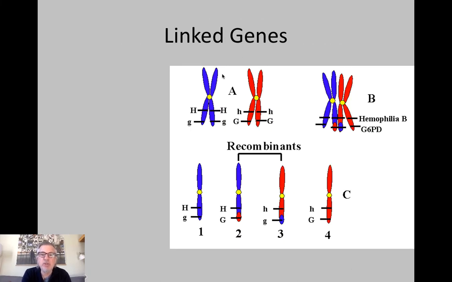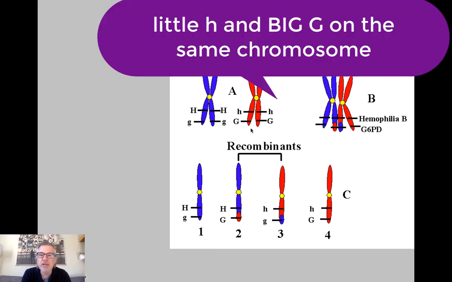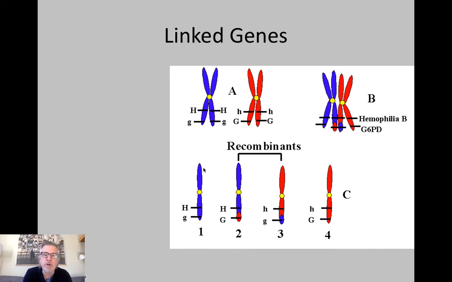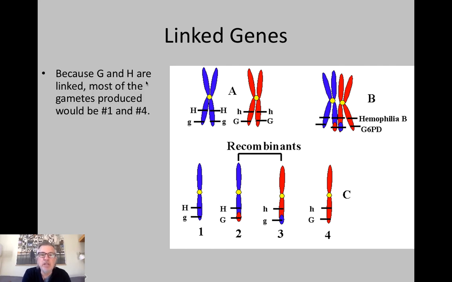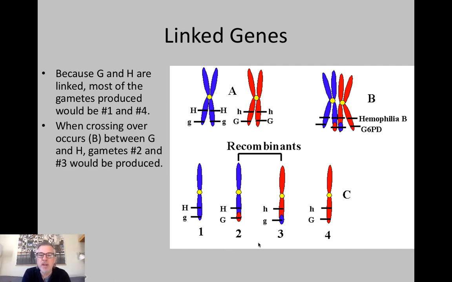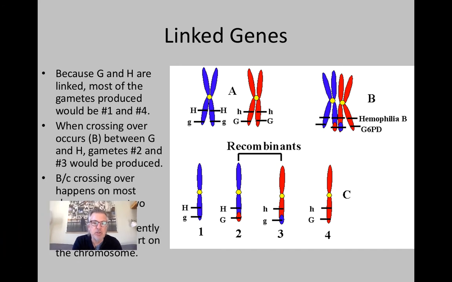Here we can see we have a chromosome where there's big H and little g on the same chromosome. And here we have one with little h and big G on the same chromosome. When we put them through meiosis, if there's no crossing over, gametes number 1 and 4 will be created most of the time. Because the genes G and H are linked, most of the gametes would be big H, little g, and little h, big G. Crossing over would produce these recombinant gametes, numbers 2 and 3, and they're referred to as recombinants because of the recombination of alleles that occurs during crossing over in meiosis.